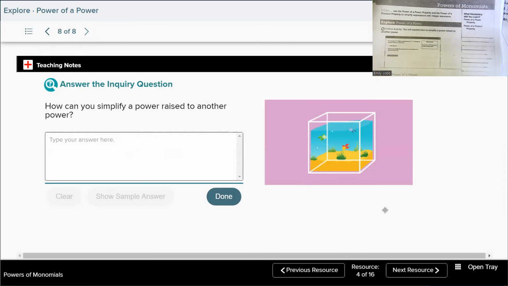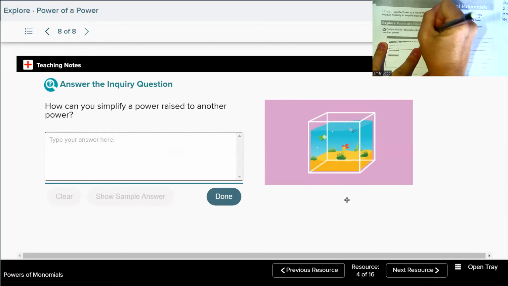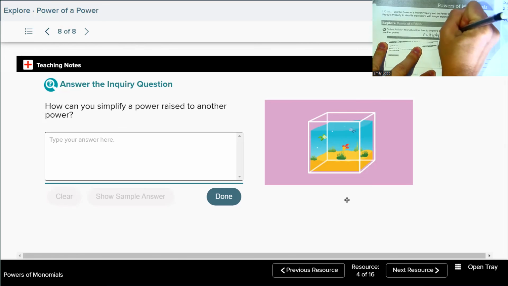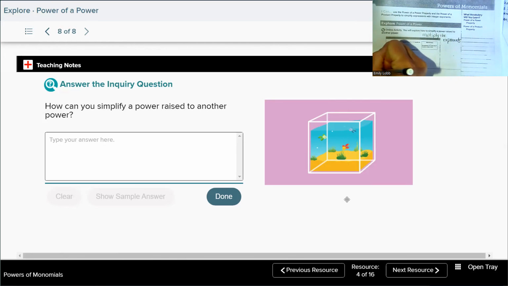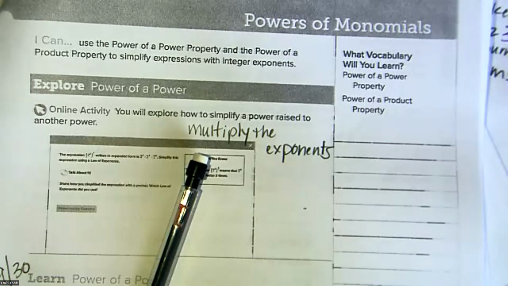So right on the top of your page, right below this, you'll explore how to simplify a power raised to a power. We are going to multiply the exponents. That way, we'll already have a head start tomorrow when we come in. Okay? So be sure you are including that in your notes so that we're ready to go tomorrow.